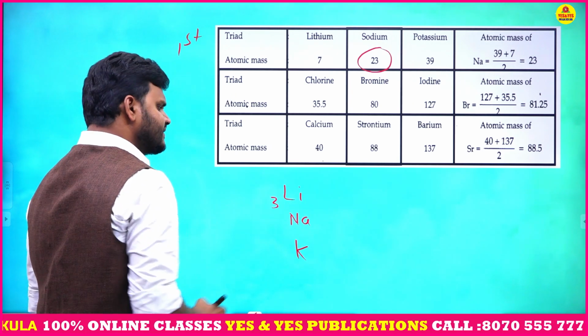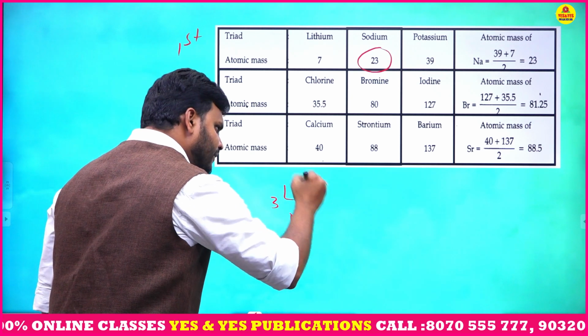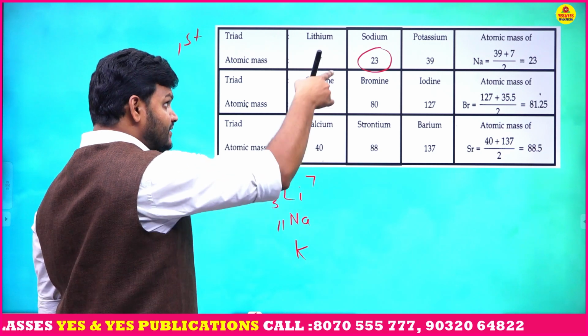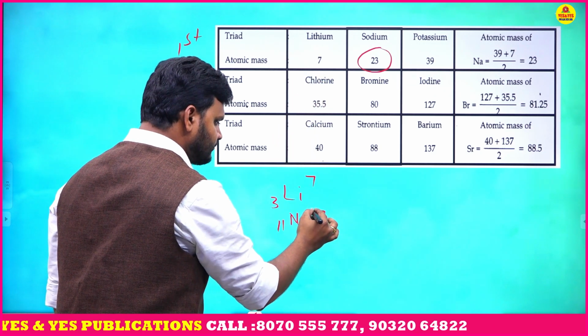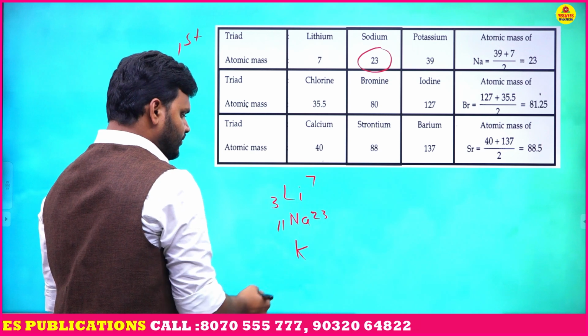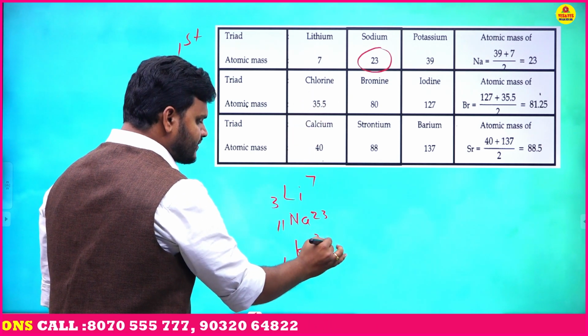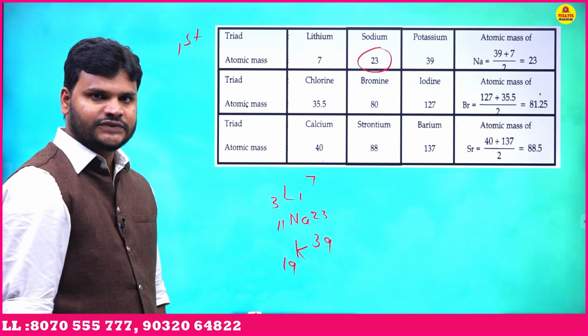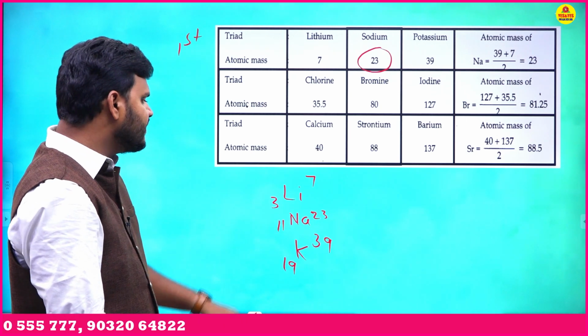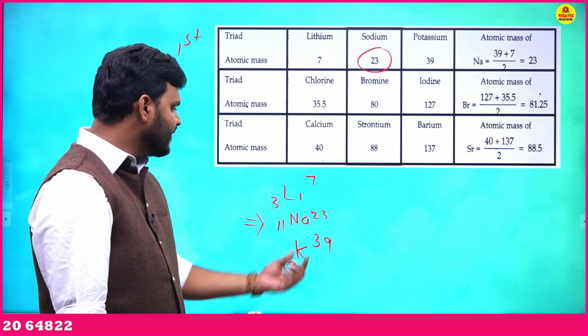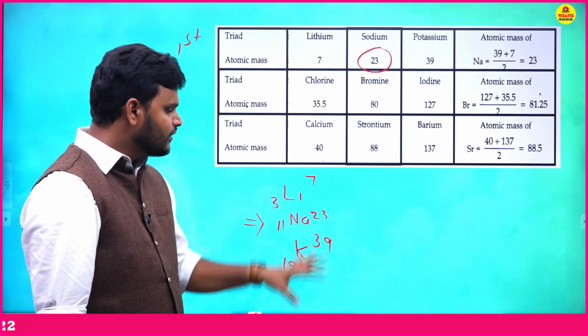Lithium atomic number is 3, atomic mass is 7. Sodium atomic number is 11, atomic mass is 23. Next, potassium atomic number is 19, but atomic mass is 39. Is it clear? So the middle element here has atomic mass 23.